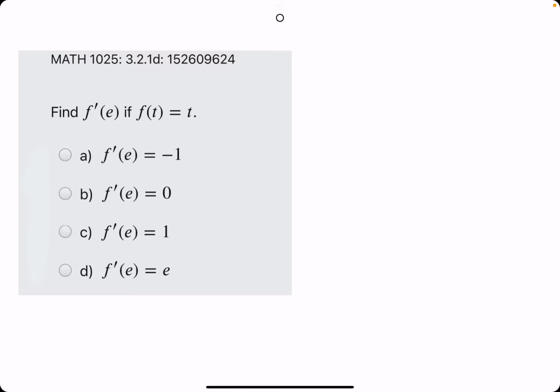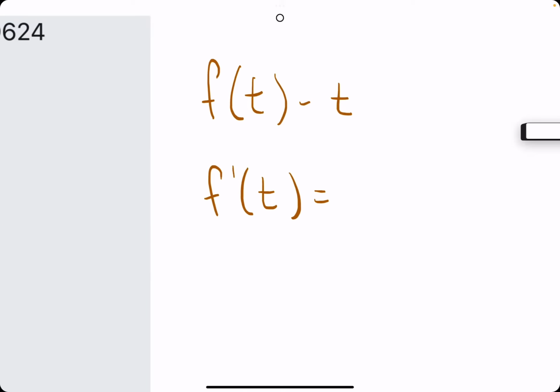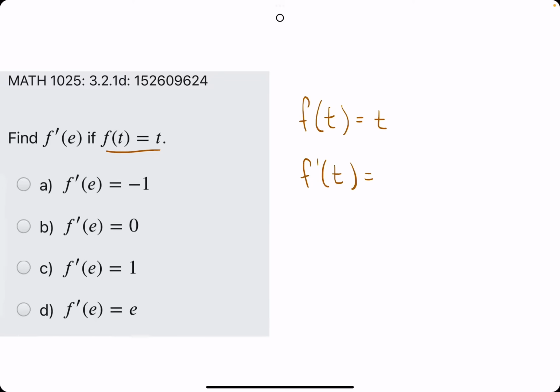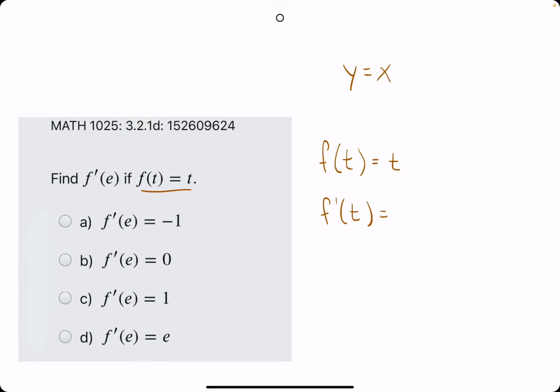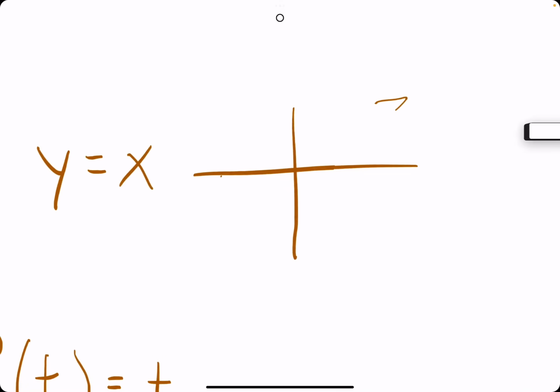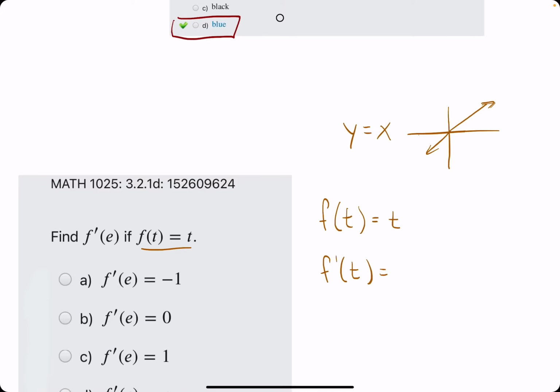Okie dokie. In this problem, they say find f prime of e if f of t is equal to t. So the goal really is to identify, if f of t is t, then what is its derivative, f prime of t? In other words, what is the slope of the graph of t? Well, t is like y equals x, and y equals x sort of just looks like this. And it crosses through the origin, and it has a slope of 1 the entire time.